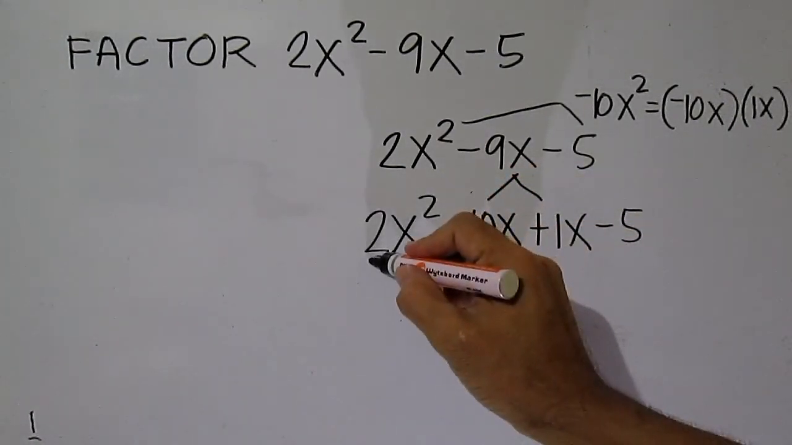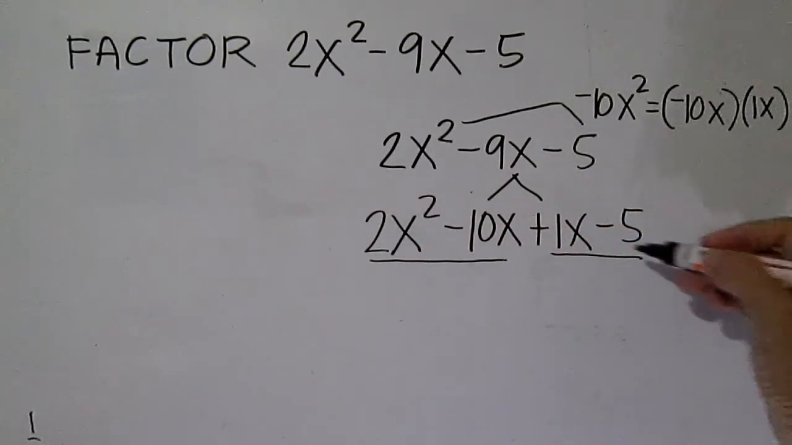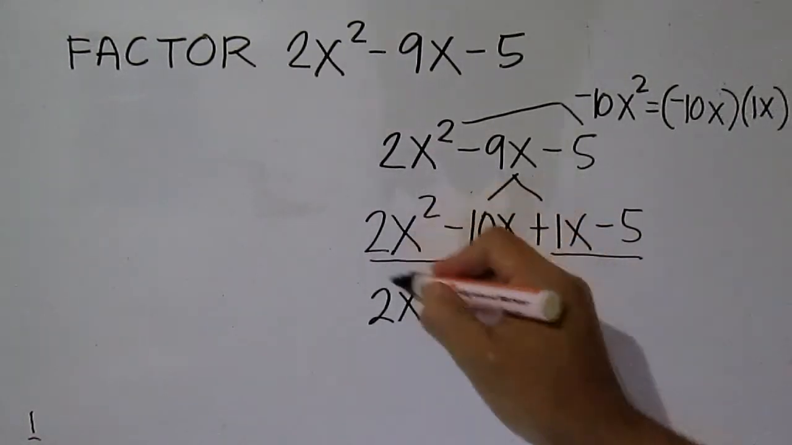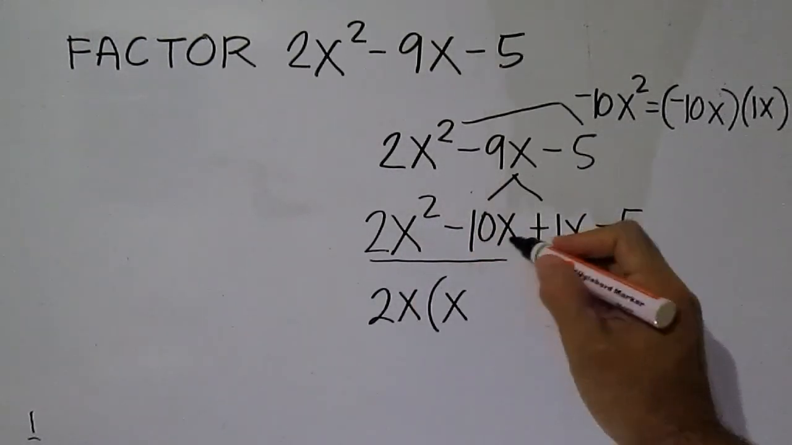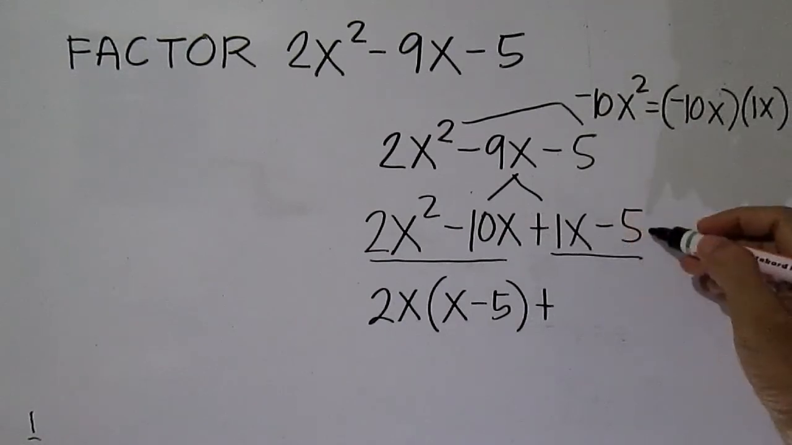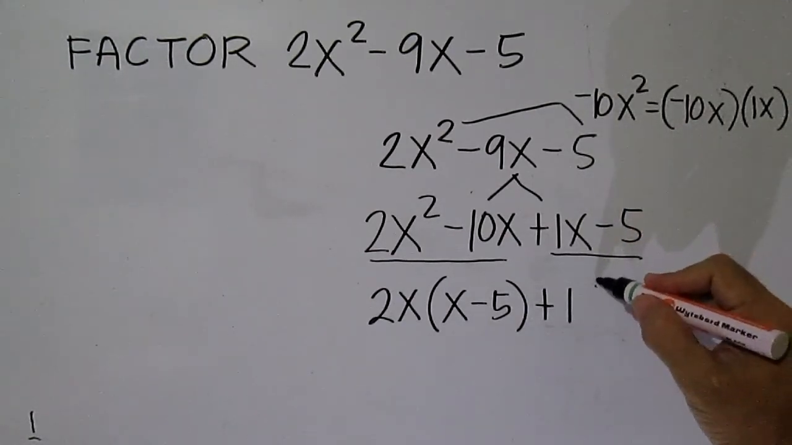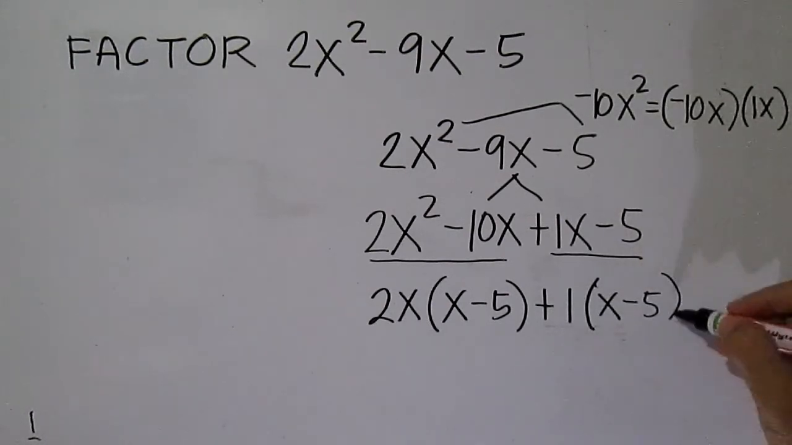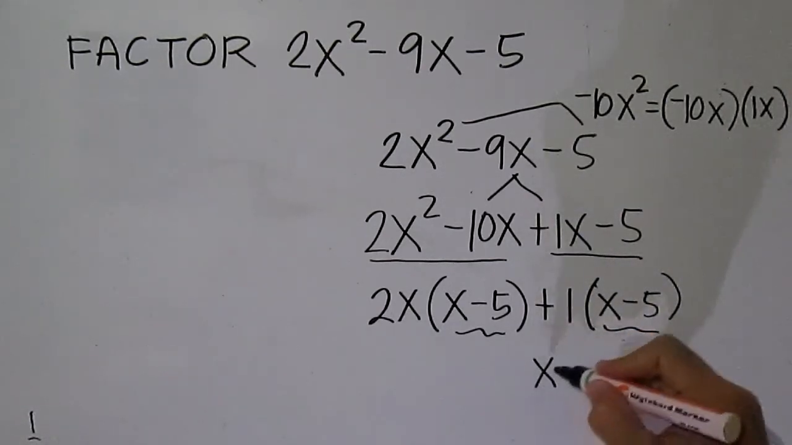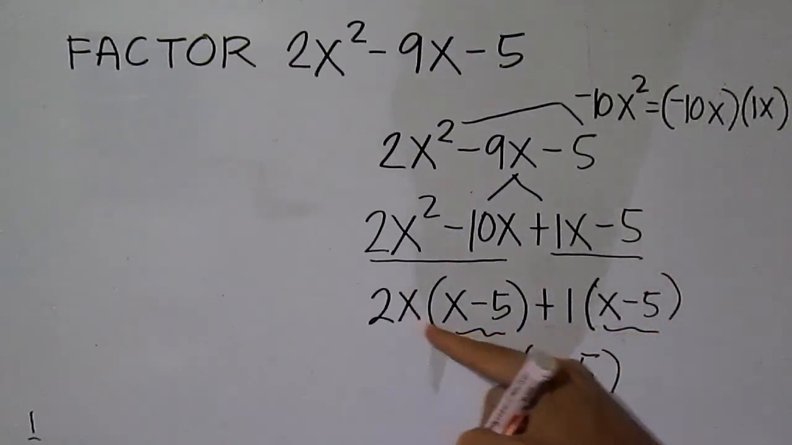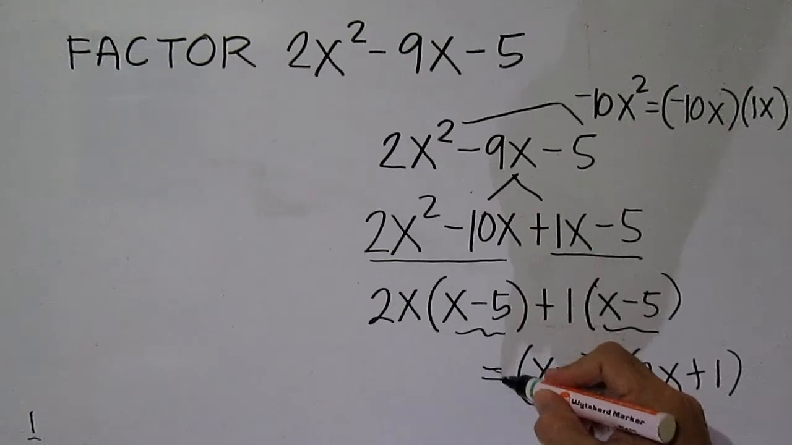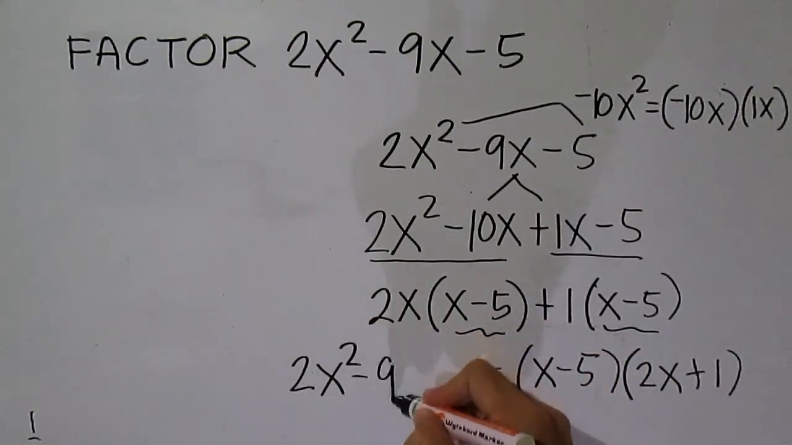Then factor by grouping. Group the first 2 terms together and the other 2 terms together. Factor out the GCF. In this case, we have 2x. Then 2x squared divided by 2x is x. Negative 10x divided by 2x is negative 5. Then for 1x minus 5, you have a GCF of 1, and the other factor is x minus 5. Note that we have a common binomial factor. Factor out x minus 5. And the other factor is 2x plus 1. These are the factors of 2x squared minus 9x minus 5.